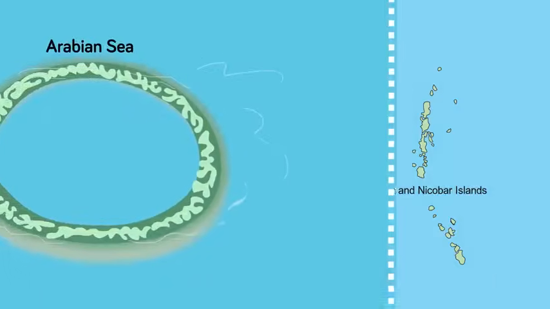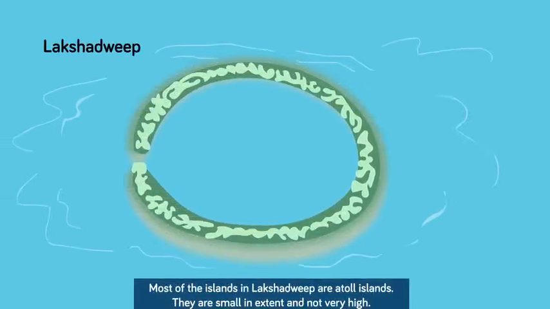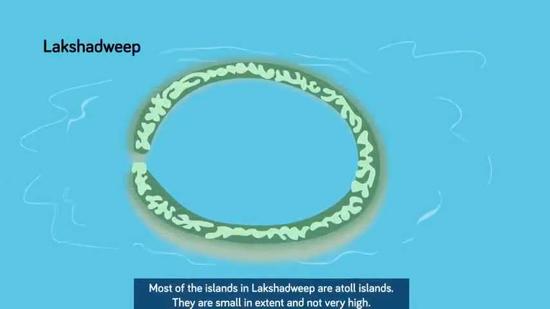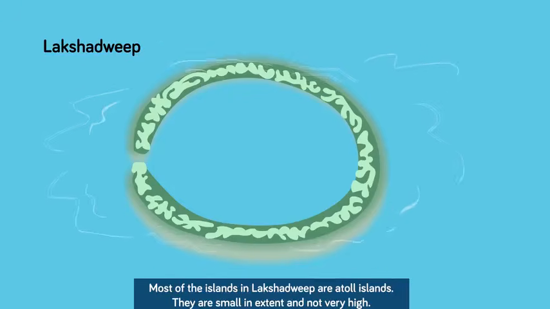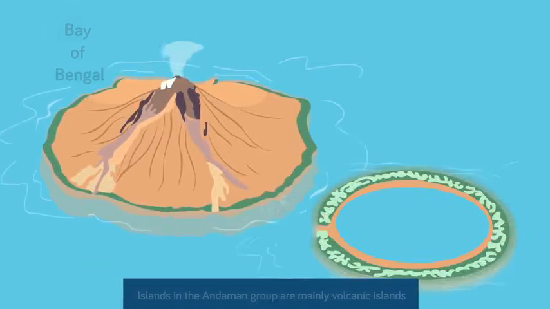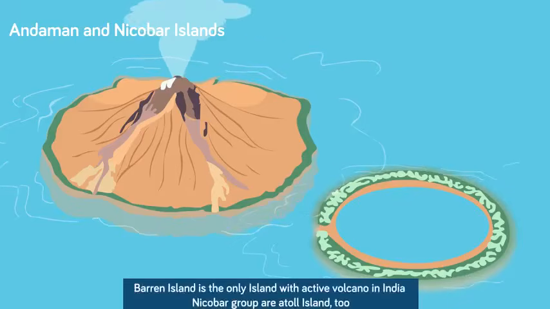Most of the islands in Lakshadweep are atoll islands, also known as coral islands. They are small in extent and not very high. Islands in the Andaman group are mainly volcanic islands. They are large with hills in the interior parts of the islands. Barren Island is the only island with an active volcano in India. The Nicobar group are atoll islands too.